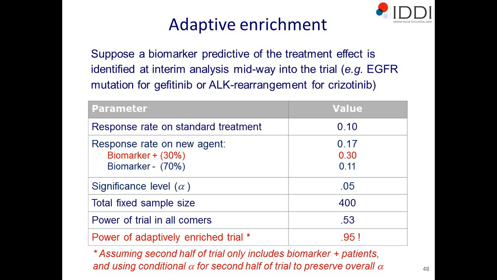So what you could do is, at your interim, decide to go on only with the biomarker positive patients. If you assume that the second half of the trial will only include the biomarker positive patients, and you design the trial in an appropriate way so that the overall type 1 error probability is controlled at the alpha level, then the power of the adaptively enriched trial can jump to 95%. So 53% if you consider the whole population, but 95% if you adaptively enrich your trial in the middle by allowing enrollment of patients in the more suitable subgroup.